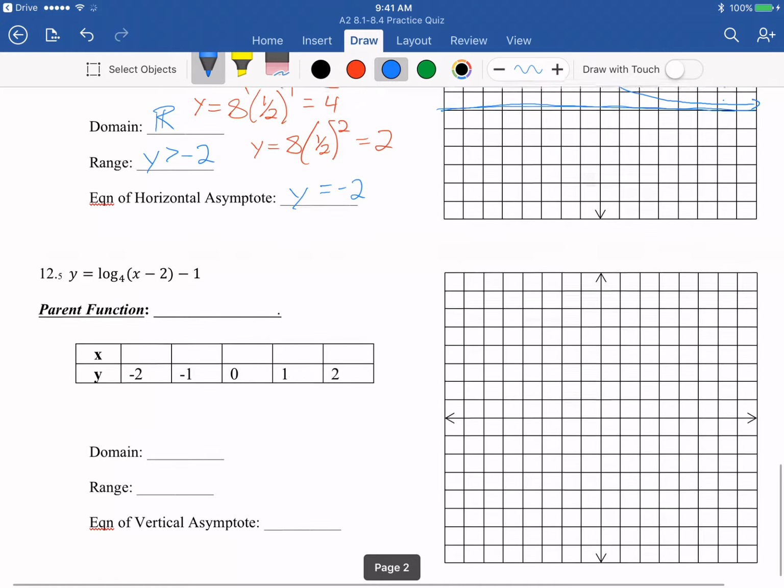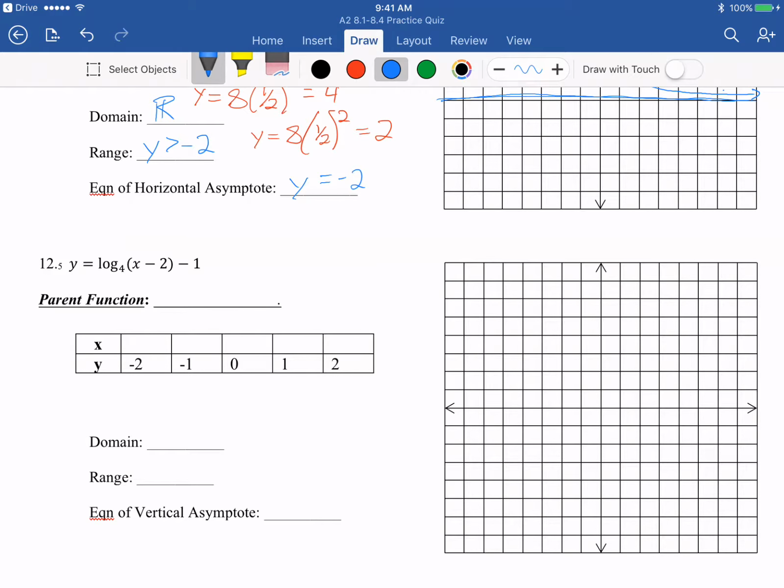All right, the last one here, we have number 12. So I'm looking at this one. This is a log function. So I'm again going to graph my parent function, anything without that h and the k. So I have log base 4 of x.